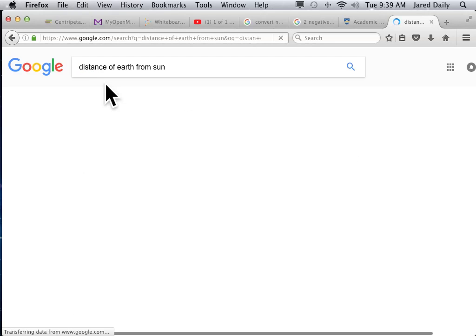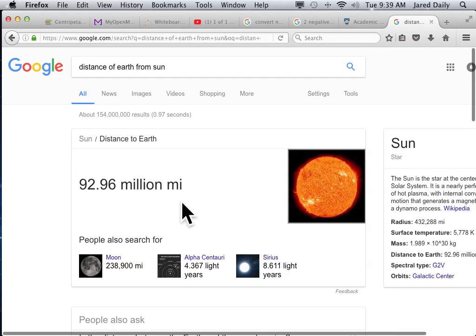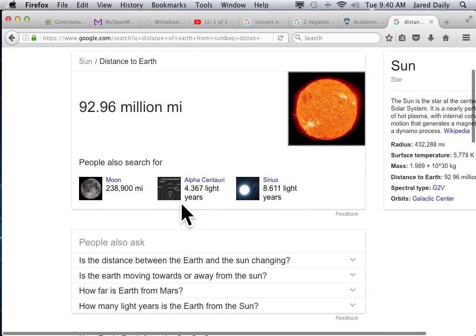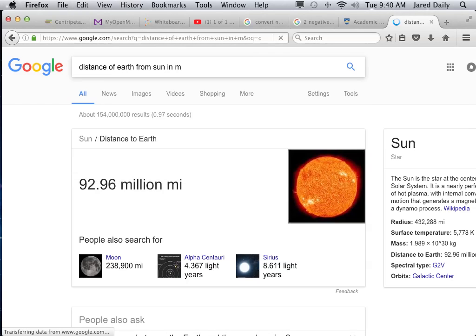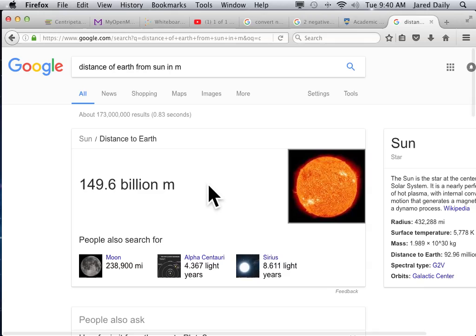Earth from sun. The distance from the Earth to the sun, I want it in meters. So it's 149.6 billion meters, so 149.6 times 10 to the 9 meters, right? And this is 3 times 10 to the 4 meters per second, right?